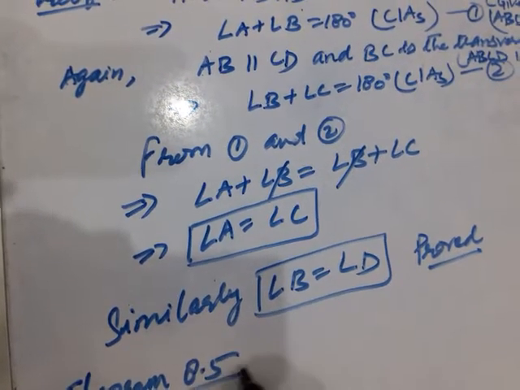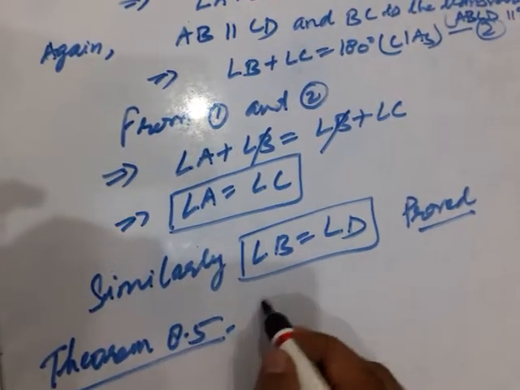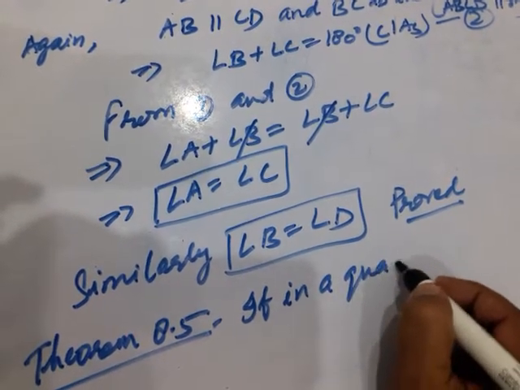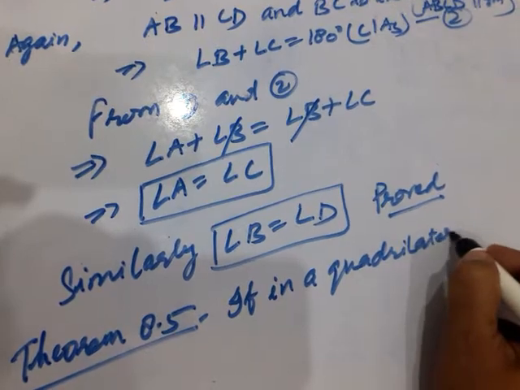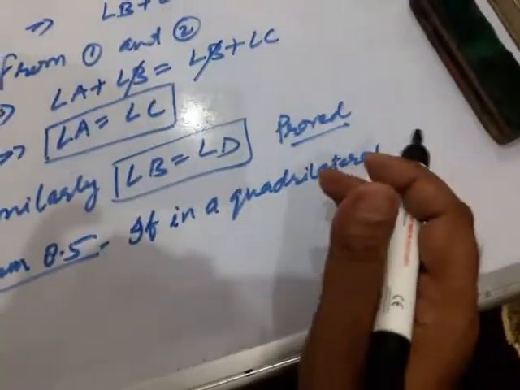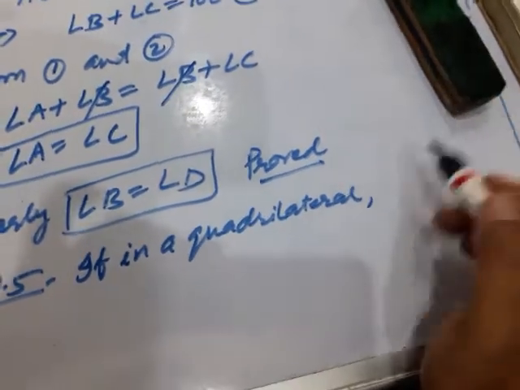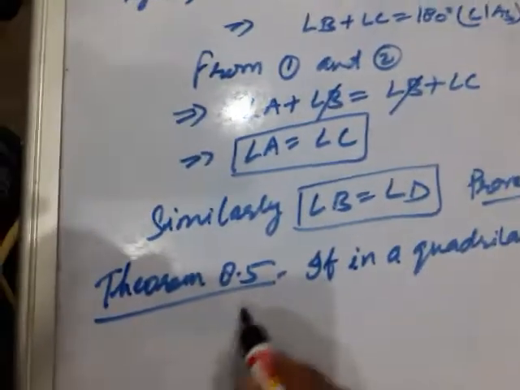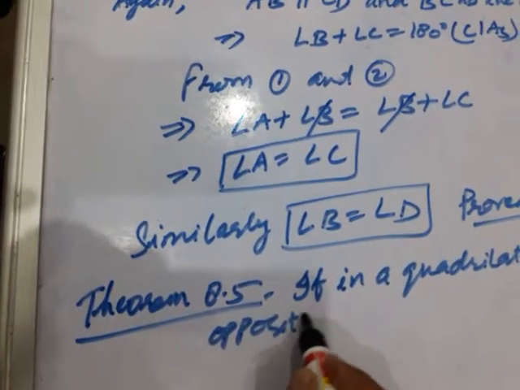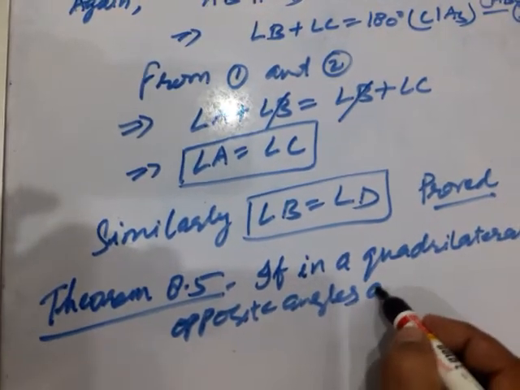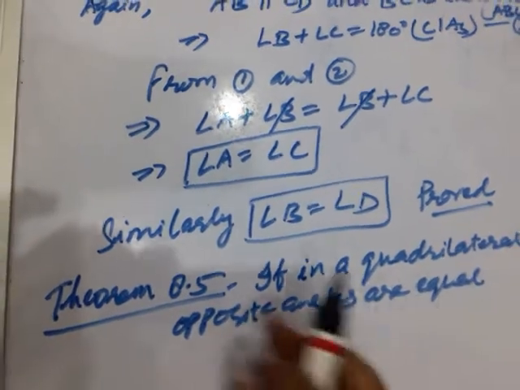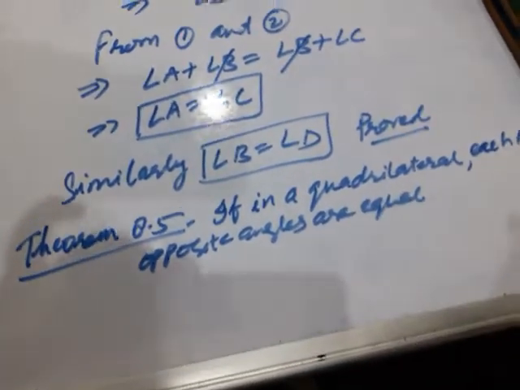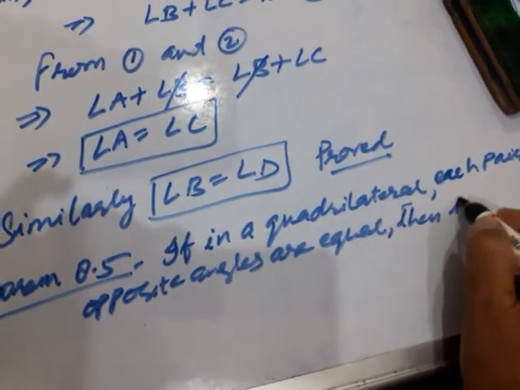Theorem 8.5. What is its statement? If in a quadrilateral each pair of opposite angles are equal, then it is a parallelogram.